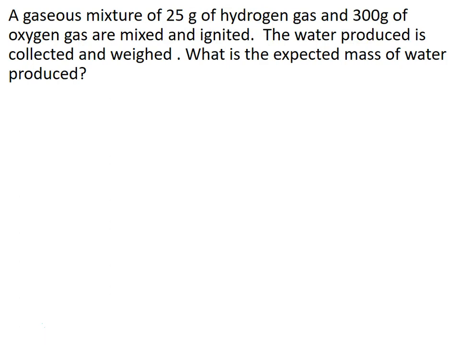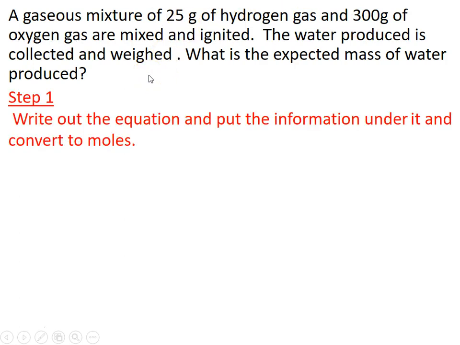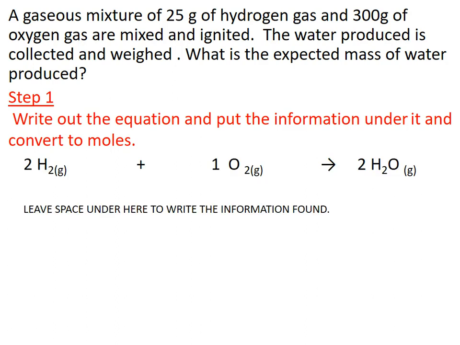But we need to take account of the fact that hydrogen atoms are much smaller than oxygen atoms, so 25 grams of hydrogen atoms might be an awful lot of hydrogen atoms, and it might be in excess. So we need to turn these into moles. So step 1, you need to know the equation. Always write out the equation and put the information underneath it to keep it nice and neat.